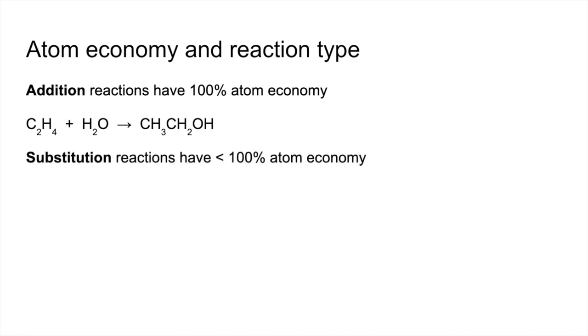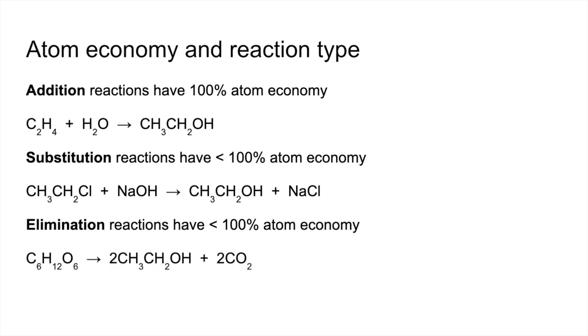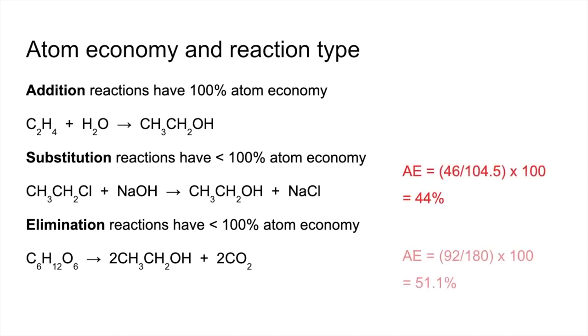Substitution reactions would always be less than 100% atom economy, and so the reaction to make ethanol via a substitution reaction looks like this. And finally, elimination reactions also have less than 100% atom economy, and to make ethanol via an elimination reaction you could do this one here from glucose. So for the second and third one, again, if you want to pause the video, work out the atom economy and then play on when you're ready. So the second reaction has an atom economy of 44%, and the third one 51.1%. Remember, we needed to double the Mr of ethanol for that one.